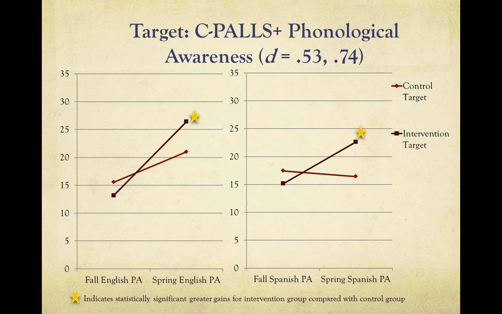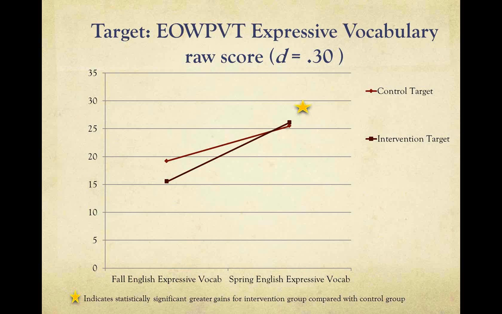The other thing that we see here is the growth in the Spanish skills in particular, because the children are being exposed to the skills in both English and Spanish during the small group lessons. And the last one I'd like to show you is the expressive vocabulary difference. This is in English, and even though these two lines look very close together toward the top of the chart there, that is a statistically significant difference with the intervention children outperforming the children in the control group, having that greater rate of growth.